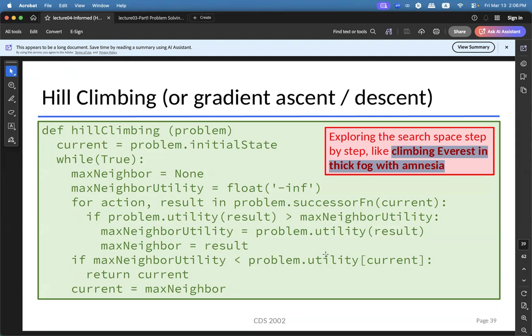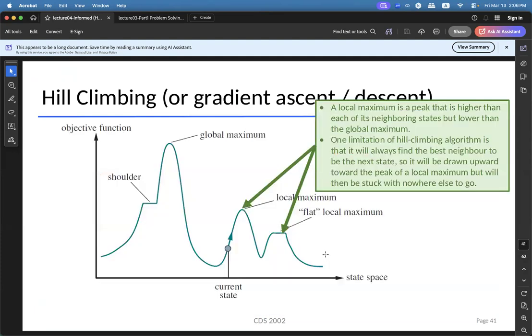I also have another picture right here that demonstrates the idea. I already talked about it: the local optimal is a peak that is higher than the neighboring states, but lower than the global maximum. And the hill climbing algorithm's limitation is that if I get into a local optimal state, I get stuck.